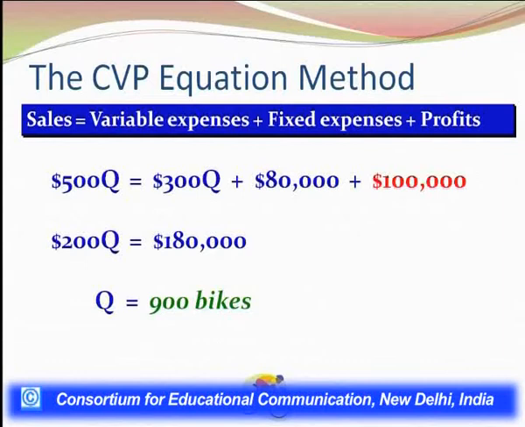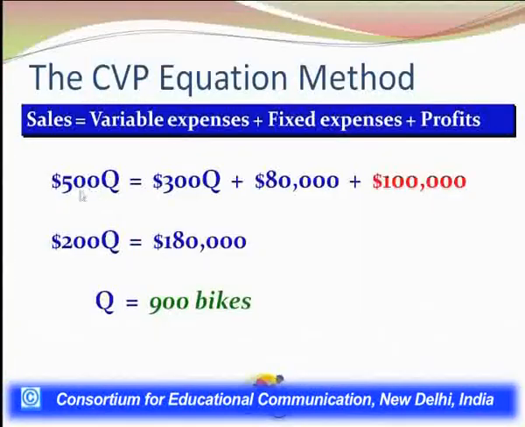So we use the same equation, which is variable expenses plus fixed expenses plus profit. Now the profit is not zero. Why? Because we are not calculating break-even point. What are we calculating? We are calculating a desired profit amount of 1 lakh, right? So we add variable expenses plus fixed expenses plus profit, right? And if we solve this equation, we can find out how many units to be sold so that we have a profit of 1 lakh. So let's solve this equation.